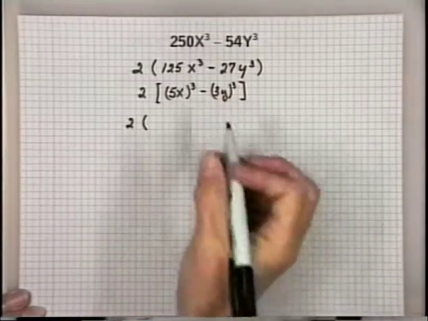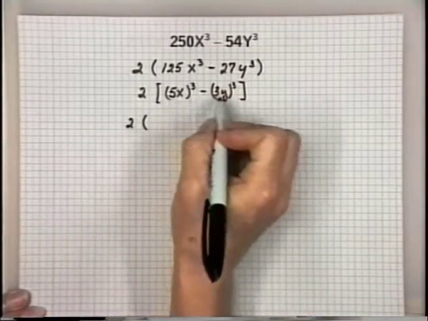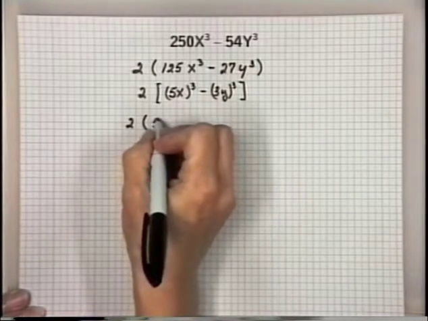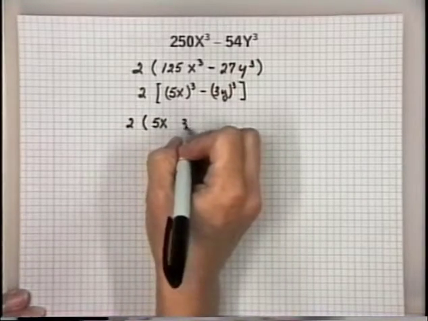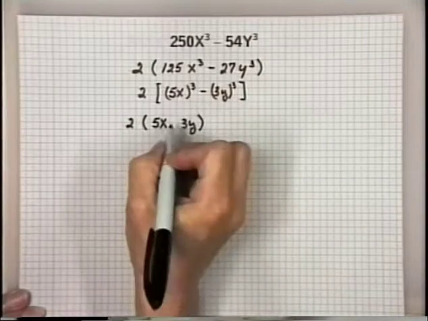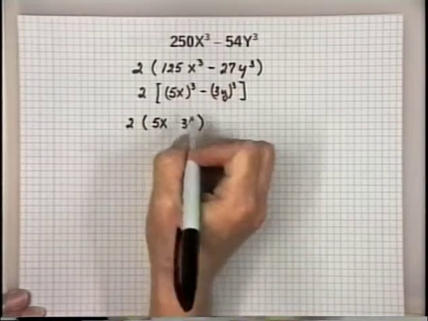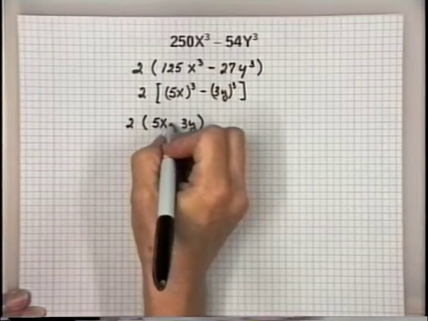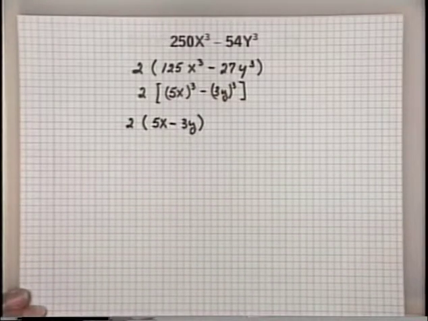When we factor a difference of cubes, our first factor contains the cube roots of these terms here. So I will write 5x and 3y. The sign of this first factor is always the same as the sign in this original problem. So I know this first factor is 5x minus 3y.